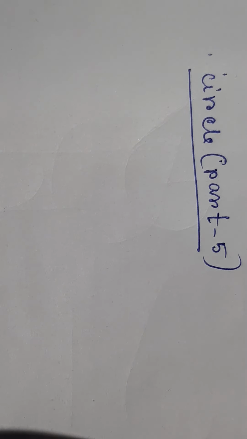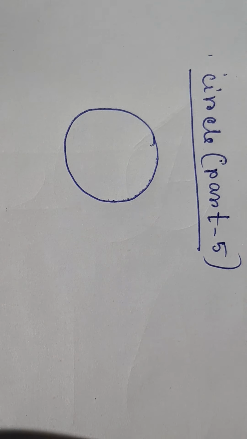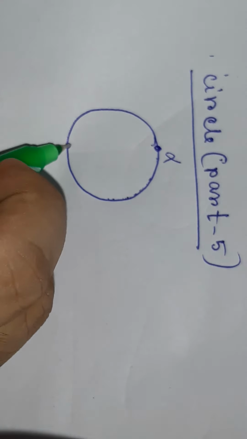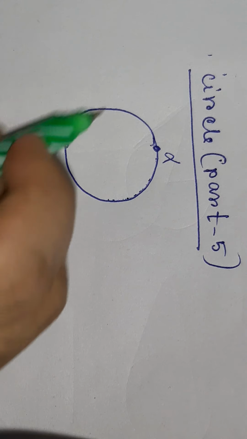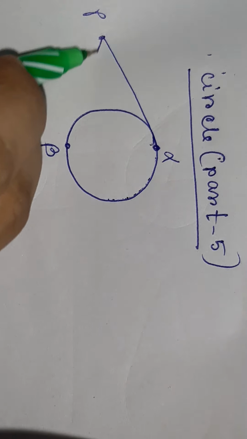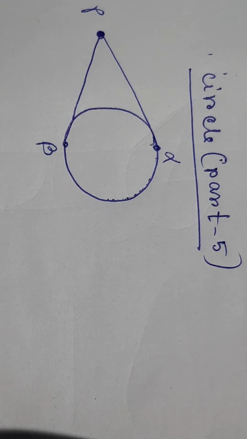Hello student, in this lecture I will discuss more about the tangent line of a circle. If we have a circle like this and we consider two parametric points on the circle, alpha and beta, and we draw tangent lines at alpha and beta that intersect at point P, what will be the coordinate of this intersection point?